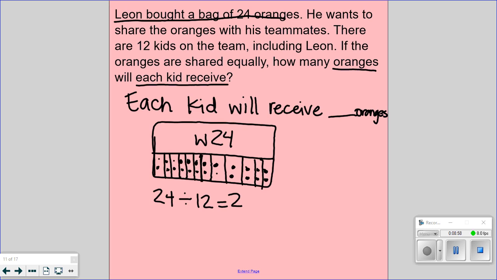So how many oranges will each kid receive? Madison? Not Madison, Mackenzie, sorry. 2. Each kid will receive 2 oranges. So far, so good. I know the equation piece is a little tricky because we haven't done it very much, but we understand each kid is getting 2 oranges. That part makes sense.